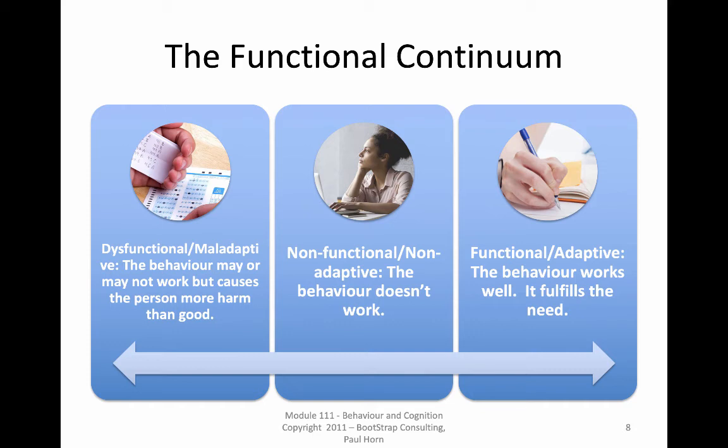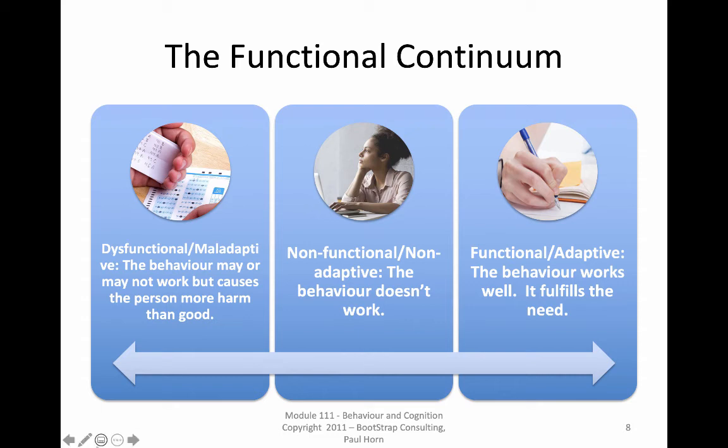But here's a new word. We're not only going to call that the functional end, we're also going to call that the adaptive end. We're going to talk about the adaptive behaviors of people, which means their ability to adjust or find the right behavior for a given situation. And when behaviors are functional and adaptive, they work well. They help the person to fulfill the need, and they do it with less fuss and less muss. And we'll dive into that in the next slide.